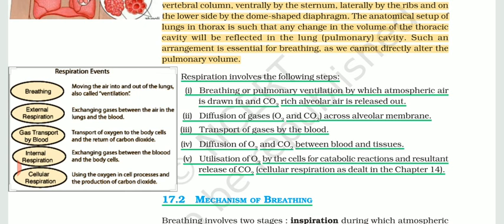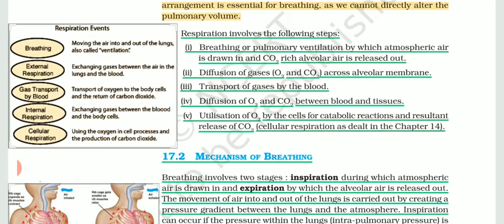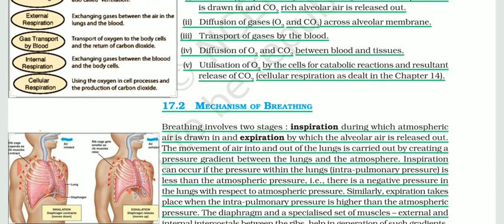Similarly, it is written here as well as in the book. Number one, breathing, we can also call it pulmonary ventilation. The term pulmonary is always used in reference to lungs. So atmospheric air is taken in and carbon dioxide is released out. Number two, across the alveolar membrane, there is exchange of gases or diffusion of gases, and then blood will help in transport of gases, then diffusion between blood and tissues, and at last cells will have this oxygen, they will utilize it for breakdown and oxidation of food will take place.